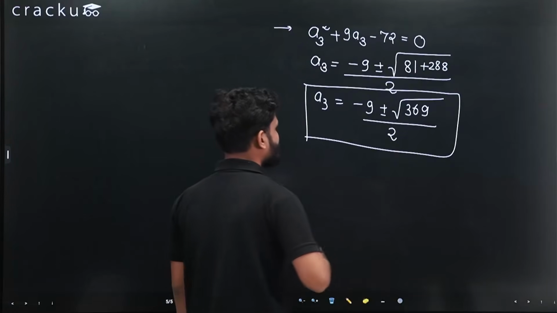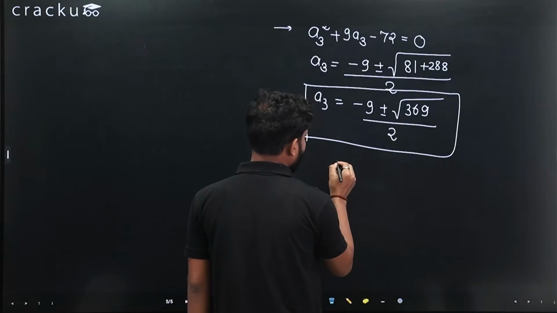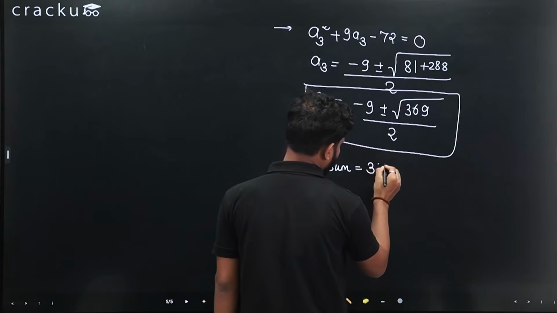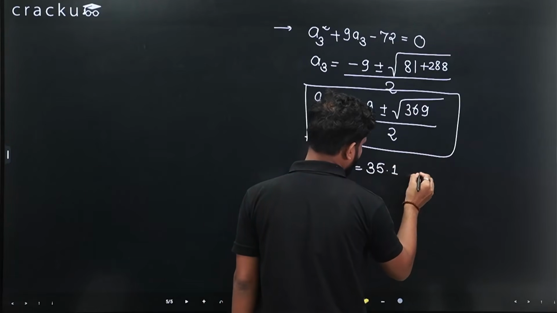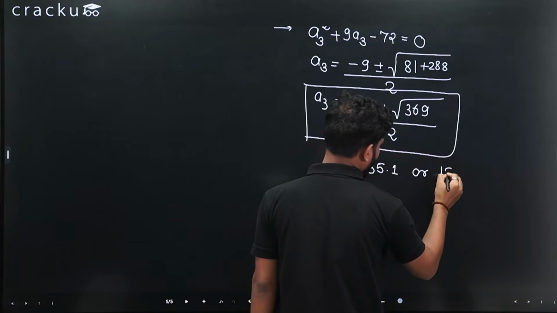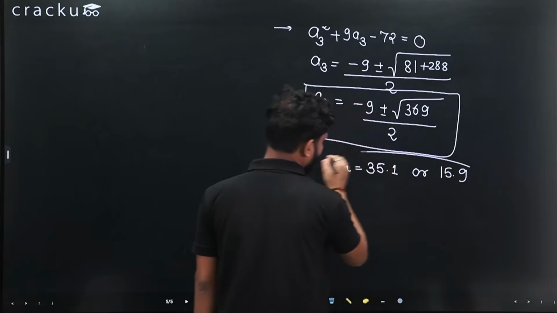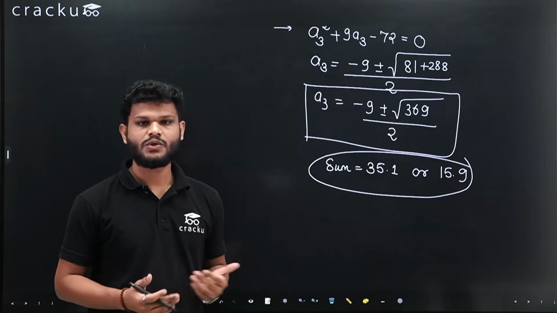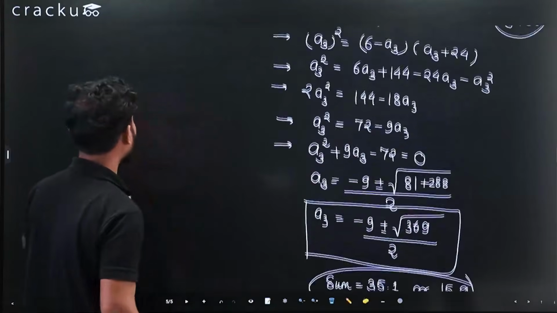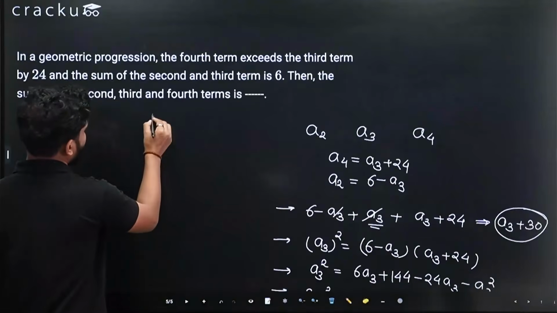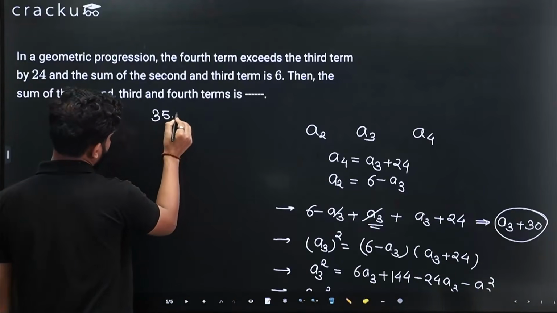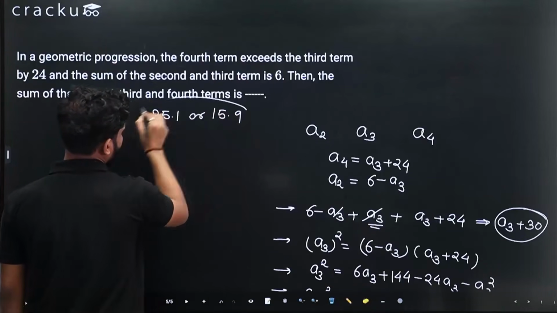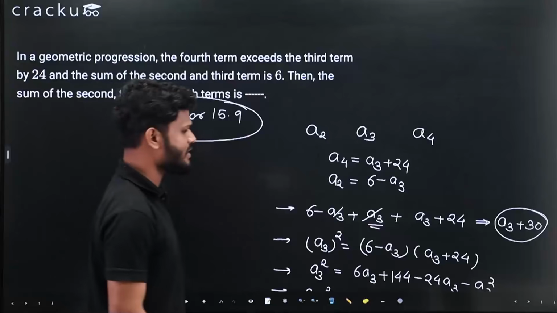If you solve this and put this into A3 plus 30, you will get two answers. What are those two answers? The sum will be either 35.1 or 15.9. So you will get these two answers. So the answer to this question will be either 35.1 or 15.9. So these are the answer to this question.